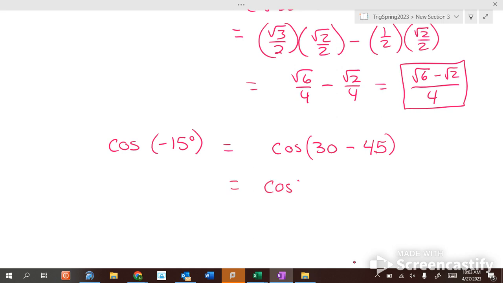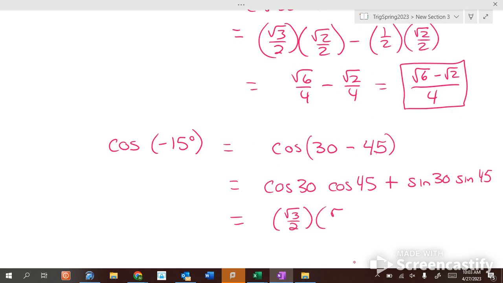So it's the cosine of 30, cosine of 45, plus, because when this is a minus, this is a plus, sine of 30, sine of 45. Cosine of 30, square root of 3 over 2, cosine of 45, square root of 2 over 2, plus sine of 30, 1/2, sine of 45, square root of 2 over 2.